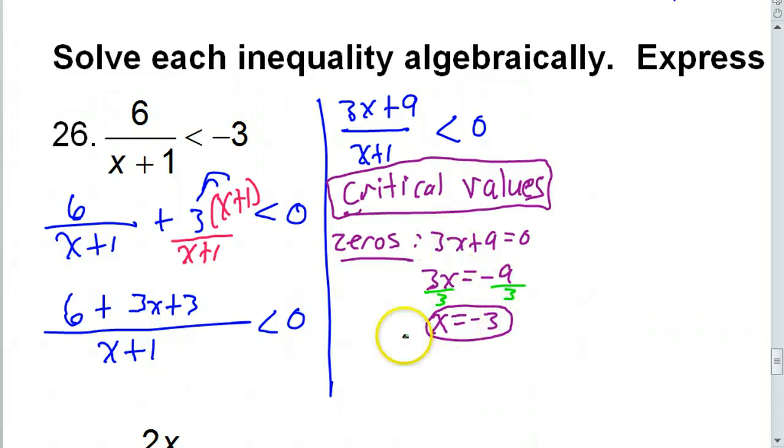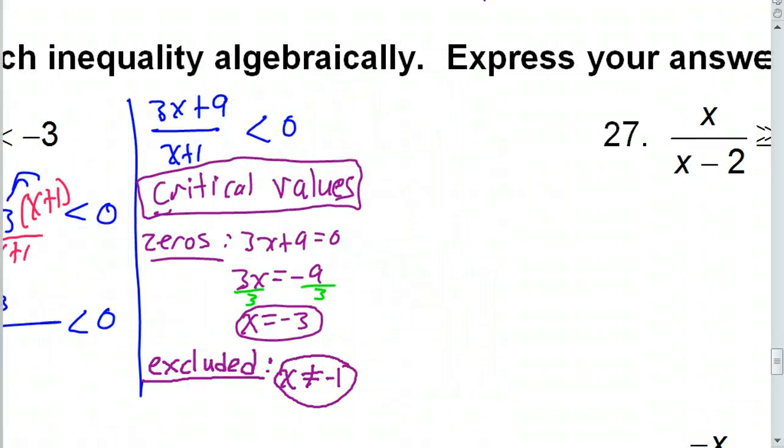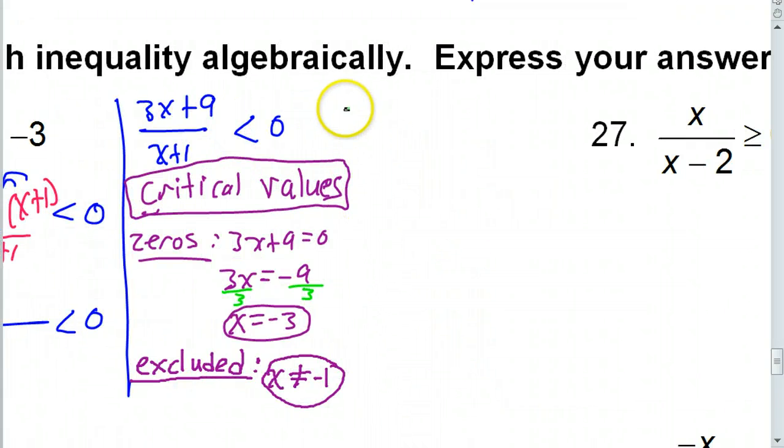So that's my first critical value, but I also need my excluded values. There's only one excluded value. X cannot equal -1, because of the denominator. So we will use those critical values to form our number line.